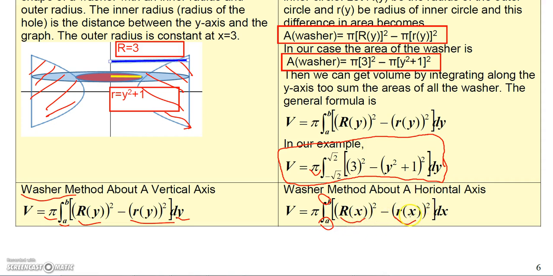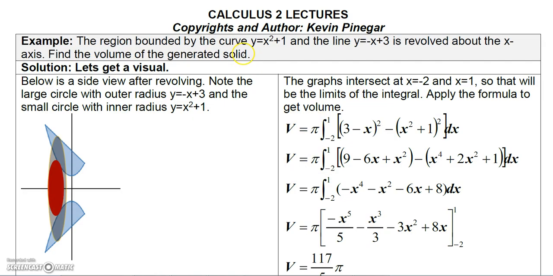Now when I say functions of x, of course they can be constants, because we had a constant up here for the larger radius. So these functions can obviously be constants as well. Okay, so let's look at this example. Let's say we take the region y equals x squared plus 1 and the line y equals minus x plus 3. So in other words, the region bounded by those two graphs, and revolve it about the x-axis.